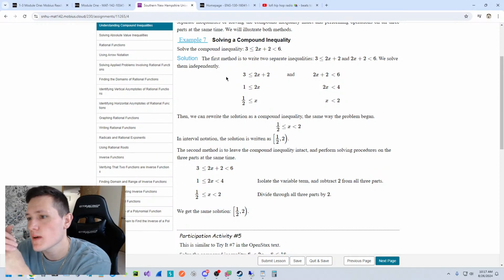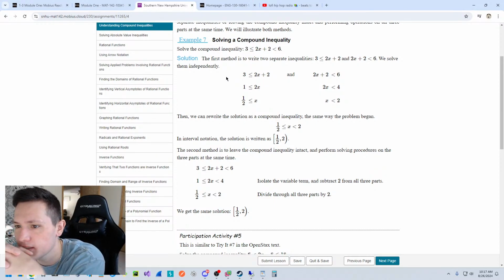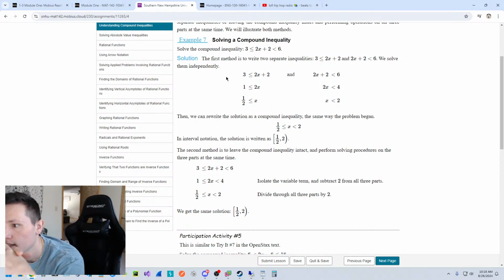So we're having to write two separate inequalities. This is weird. So the first method is to write two separate inequalities. So plus 2 and then 2x plus 2. I'm trying to understand. So this has something to do with the 2x. So you're okay. This makes sense.